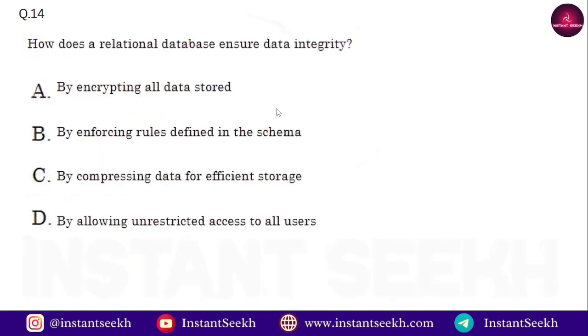Okay, so how does question number 14, how does a relational database ensure data integrity? Okay, database related question. How does a relational database ensure data integrity? By encrypting all data stored, by enforcing rules defined in the schema, by compressing data, by allowing unrestricted access to all users. Okay, this is straight away not a valid statement in any case.